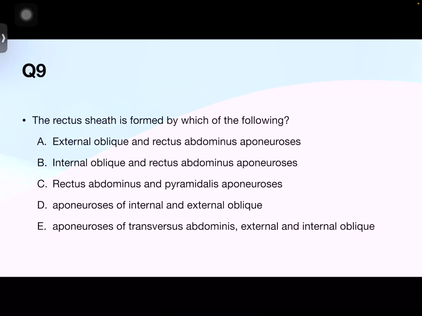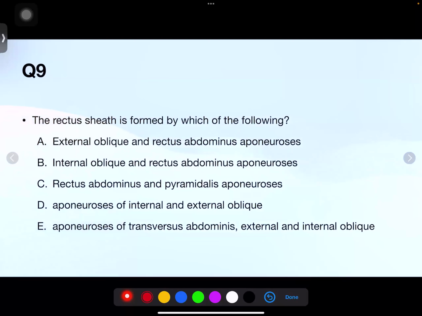So the rectus sheath is formed by which of the following structures? So which muscle aponeuroses are forming the rectus sheath? So basically it is formed by the internal and external oblique aponeurosis. And which option? Option D. No, the rectus sheath basically, this is also there, the transverse abdominis is also there.